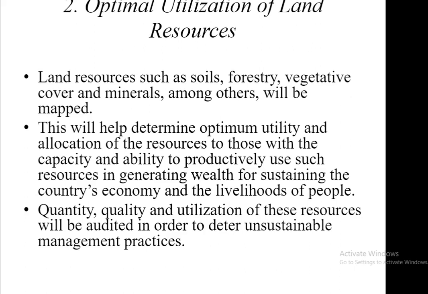On optimal utilization of land resources, the agenda stresses that land resources such as soils, forestry, vegetative cover, and minerals, among others, will be mapped. This will help determine optimal utility and allocation of the resources to those with the capacity and ability to productively use such resources in generating wealth for sustaining the country's economy and the livelihoods of the people.